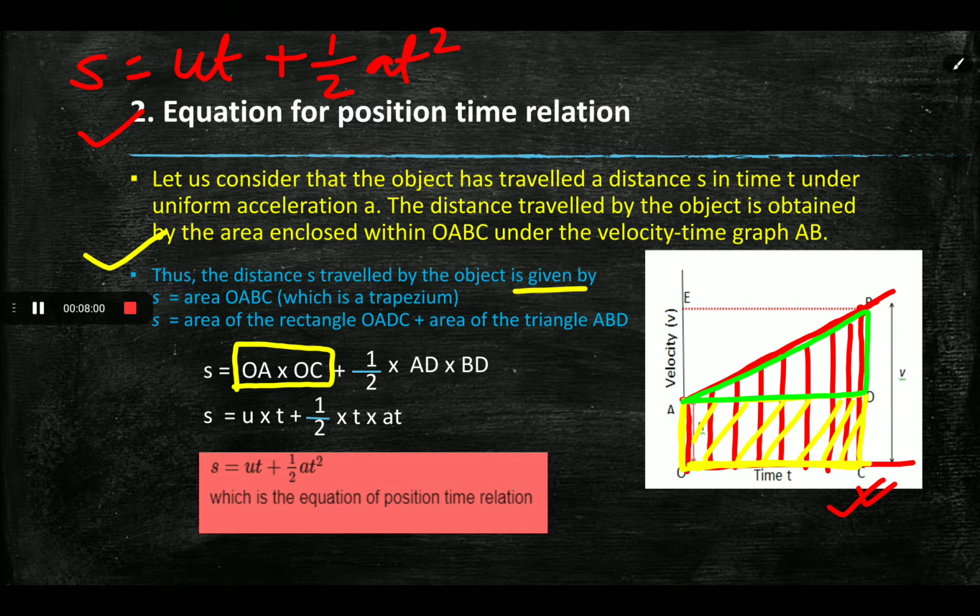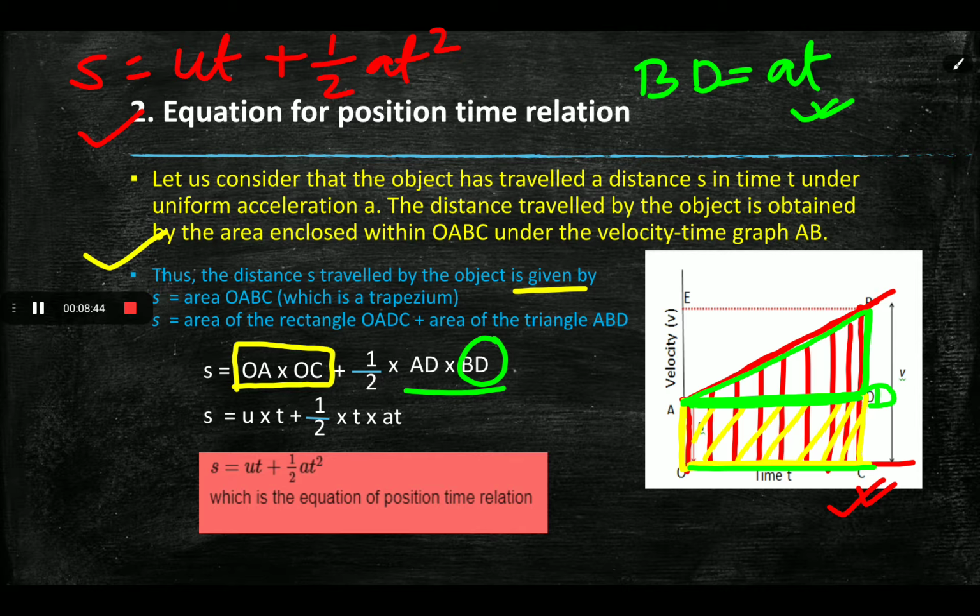This is a right angle triangle, and we know the area of the right angle triangle is equal to half into base into height. Here the base is AD and its height is BD. And this AD is just equal to the OC. That's why in place of AD we will put the time, and BD we have just seen in the last video that the expression for BD is equal to AT. So in place of BD we will put the value of AT.